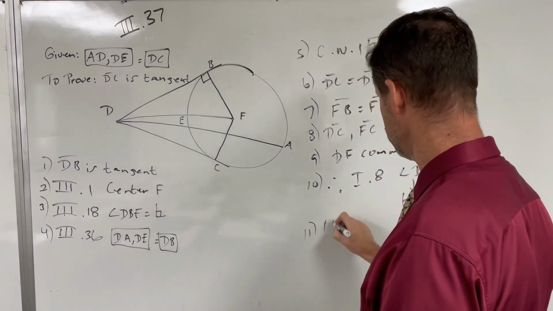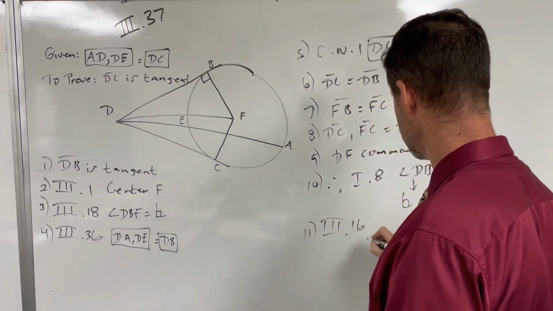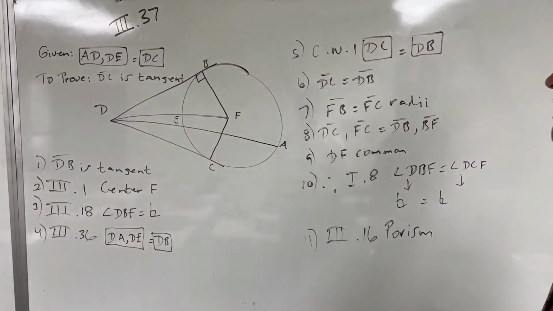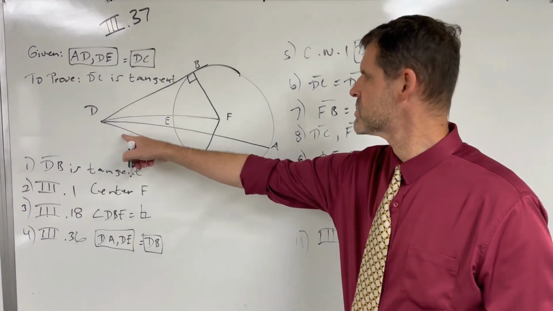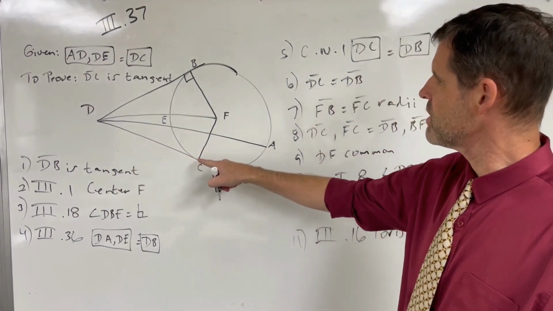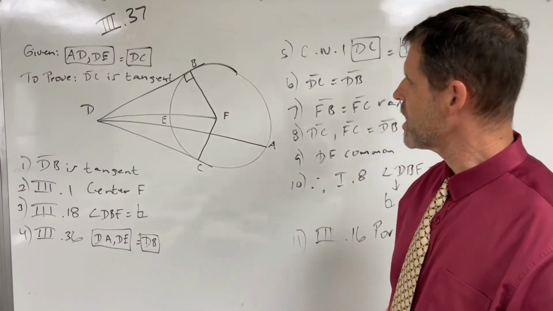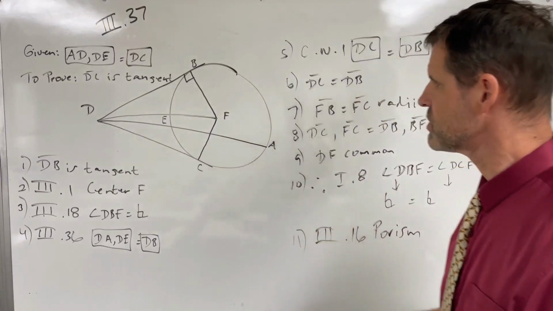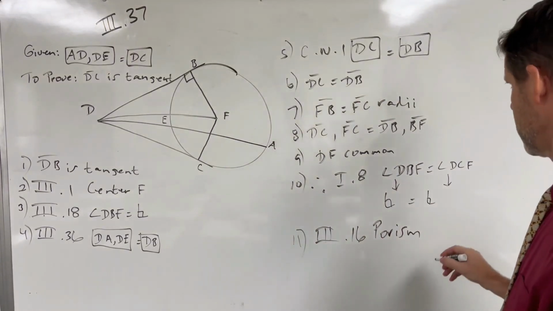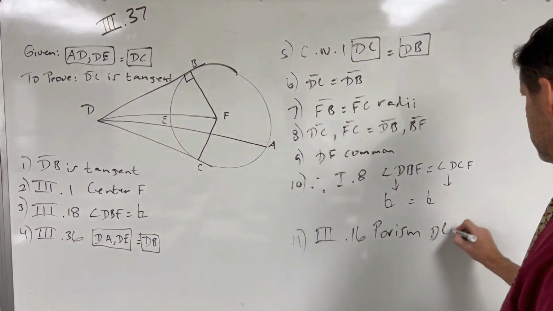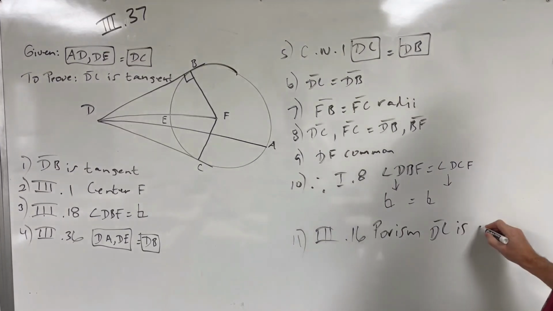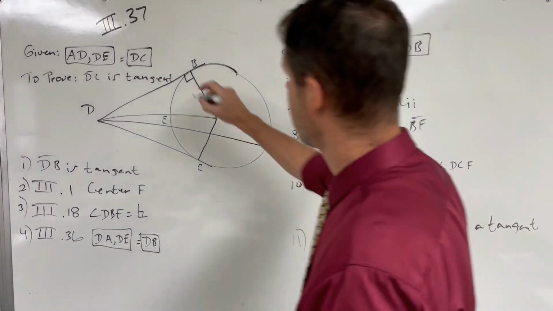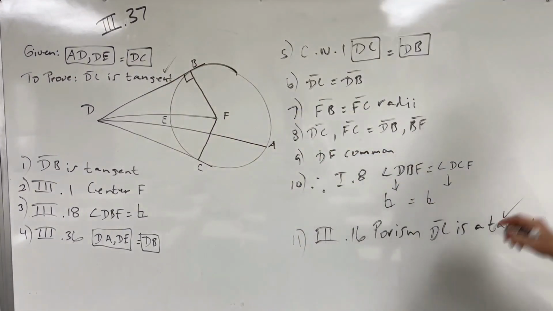But from the porism of proposition 16 of book 3, we know that when a line is drawn from a point and it meets the radius or the diameter at right angles, that line will be touching the circle. So it'll be tangent to the circle. Therefore, we know that DC is a tangent line, and that's exactly what our to prove was. Q.E.D.